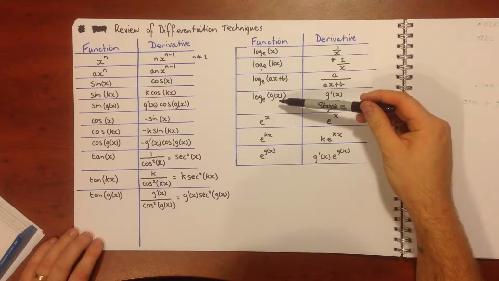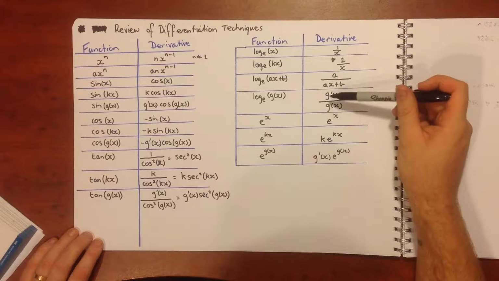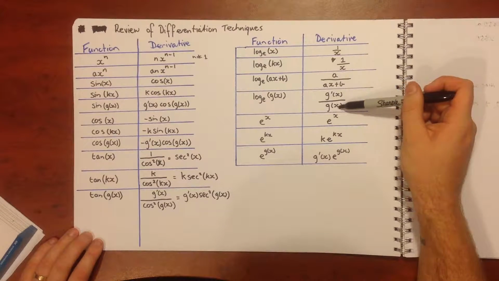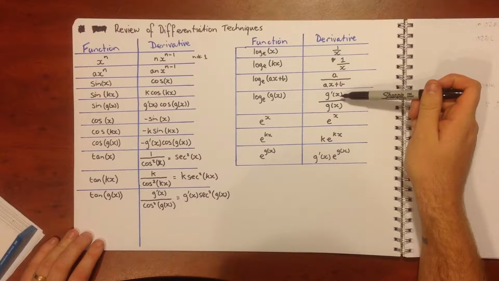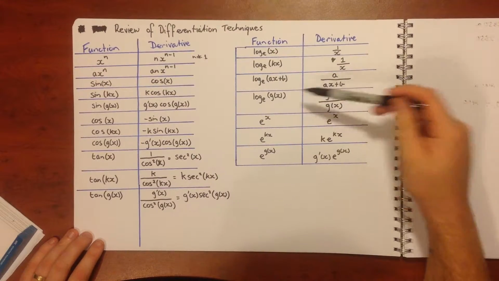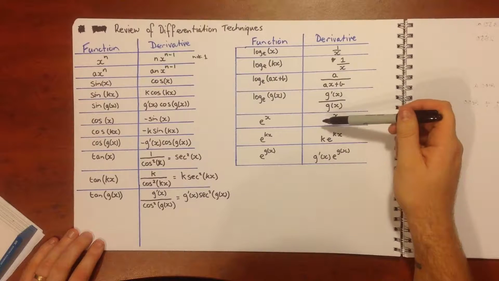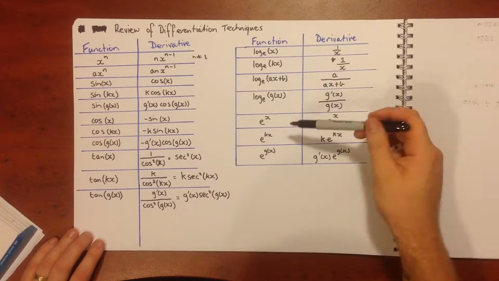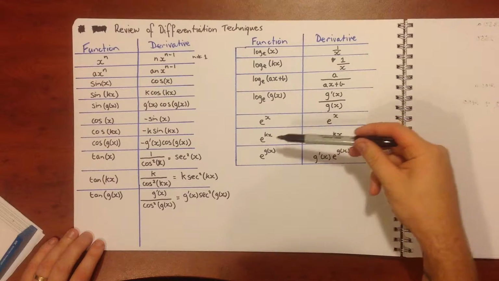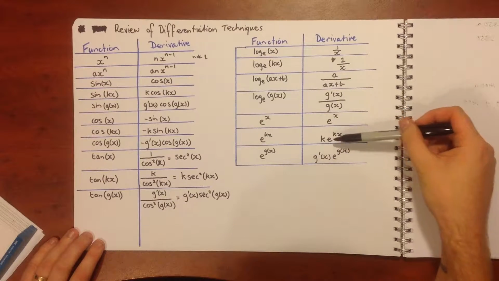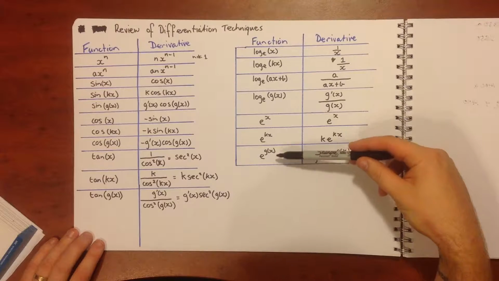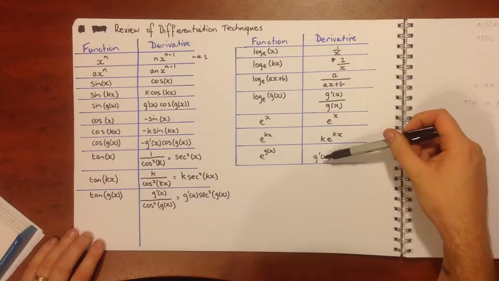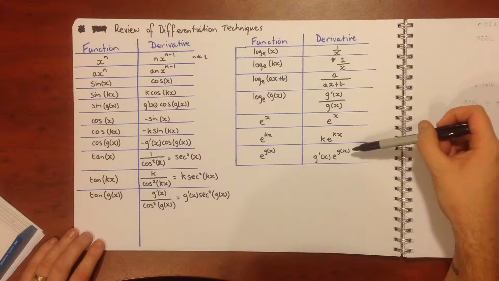If we have log to the base e of g of x, then the derivative is simply g dash of x on g of x. So it actually works out quite well for a lot of our questions, and again, that's the chain rule. If we have e to the power of x, then our derivative is simply e to the x. Really nice easy one there, it doesn't change. If we have e to the kx, then it becomes k e to the kx. If we have e to the g of x, then it's g dash of x e to the g of x.